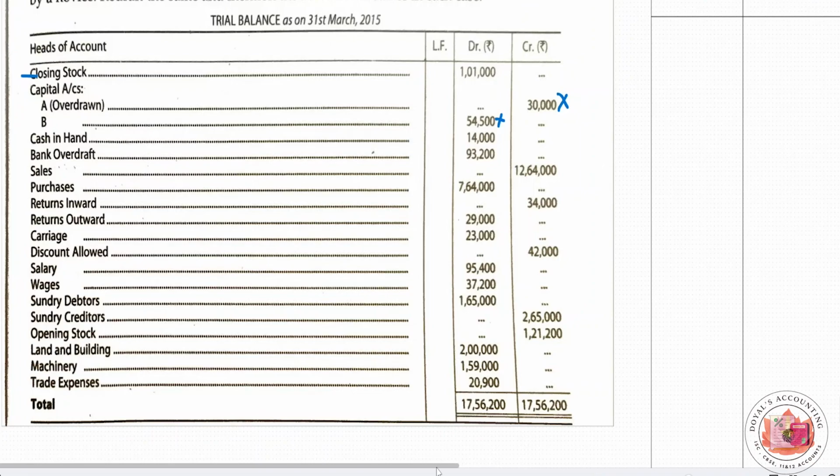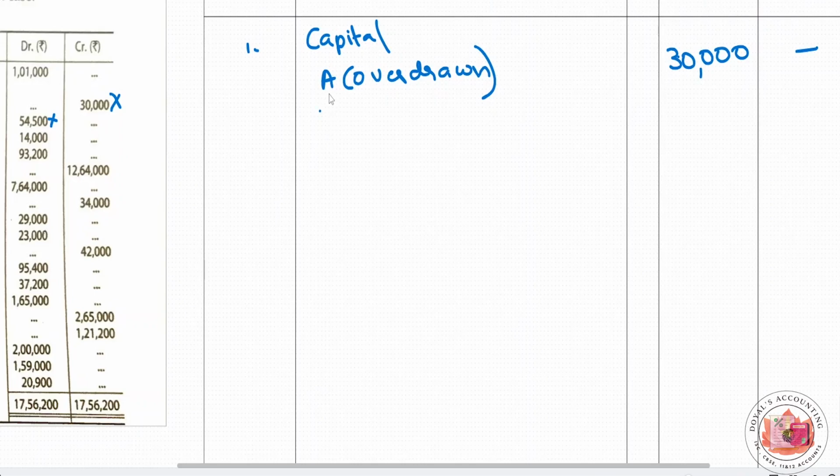Overdrawn capital means the owner has exhausted the capital and has now borrowed from the business. That's what an overdrawn capital means. So A's is overdrawn, right? And if the owner has borrowed from the business itself, that means it is in nature like an asset. The owner will have to repay the business 30,000, not the other way around. And B has a balance of 54,500, a normal capital credit balance.